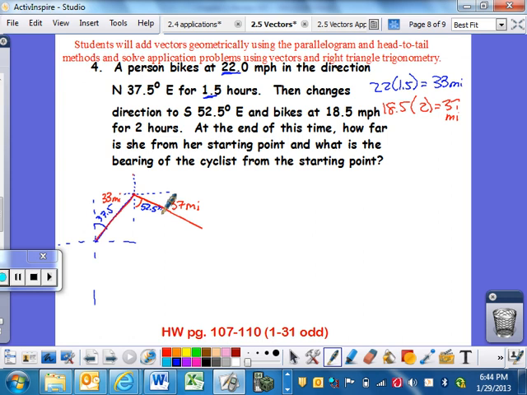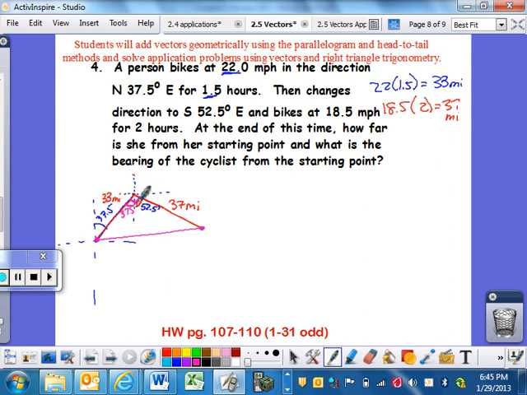Alright, and I want to find what? At the end of this time, how far is she from her starting point, and what is the bearing? Okay, we need to find a distance and a bearing. Now the distance, straightforward, because I told you in every one of these problems there's a right angle. Now what is that right angle? You should hopefully kind of recognize this in here will be a right angle. Why? You have your beginning line and your beginning line that are parallel. This is your transversal, so this 37.5 degrees that we initially started here will also be 37.5 degrees in there, and 37.5 and 52.5 will add up to your 90 degree angle.